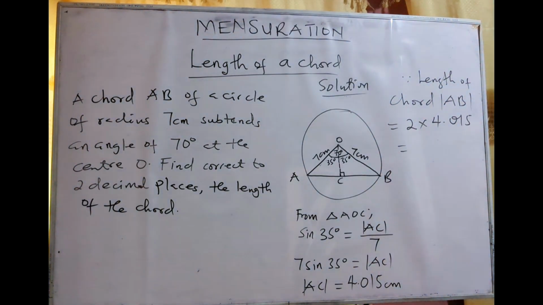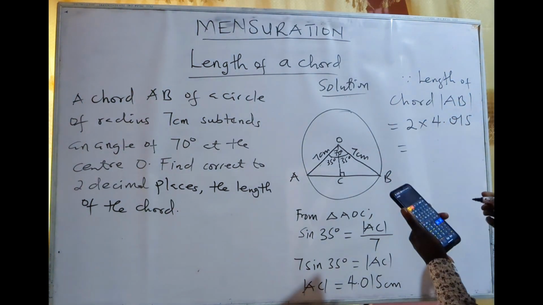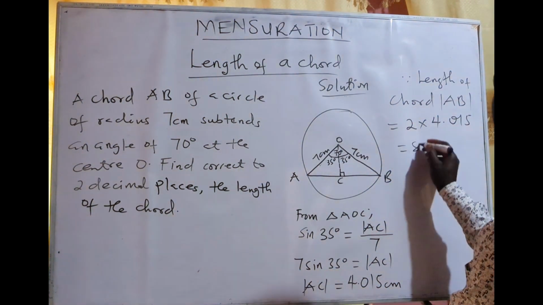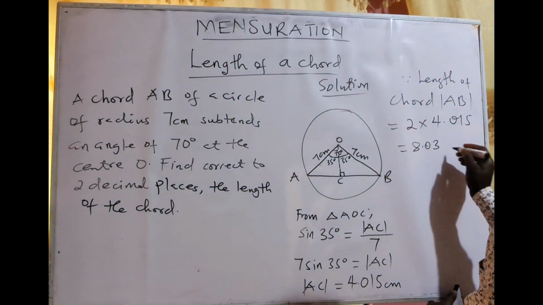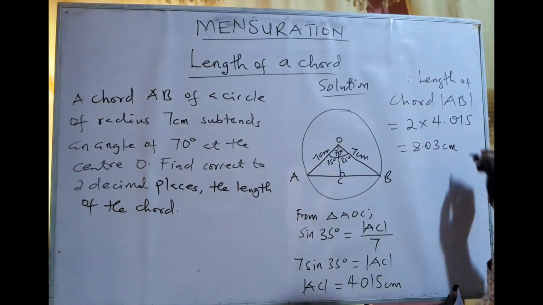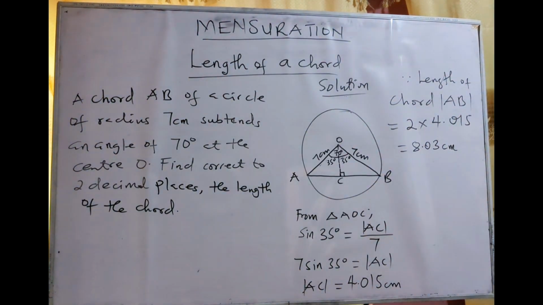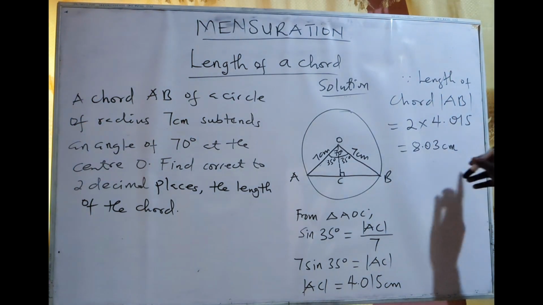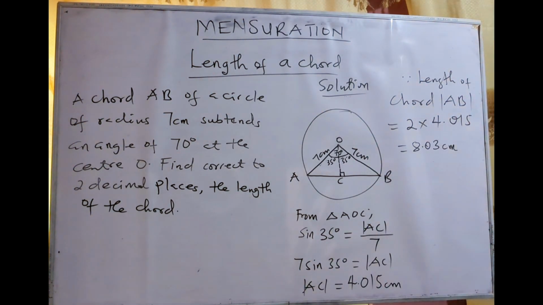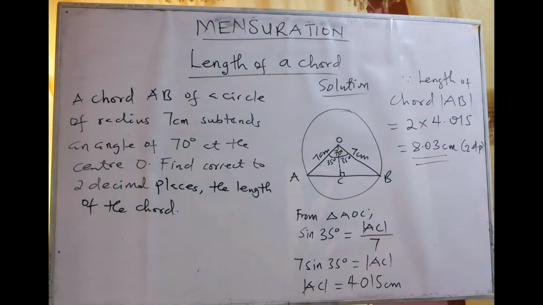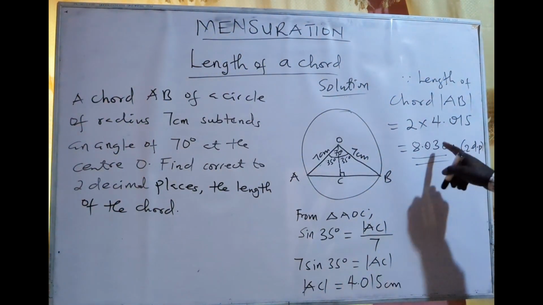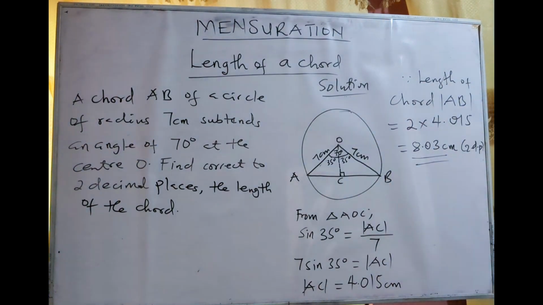2 times 4.015, and we are going to get 8.03 centimeters. So already this is even in 2 decimal places. So we leave our answer like that, in 2 decimal places. So the length of the chord AB is 8.03 centimeters.